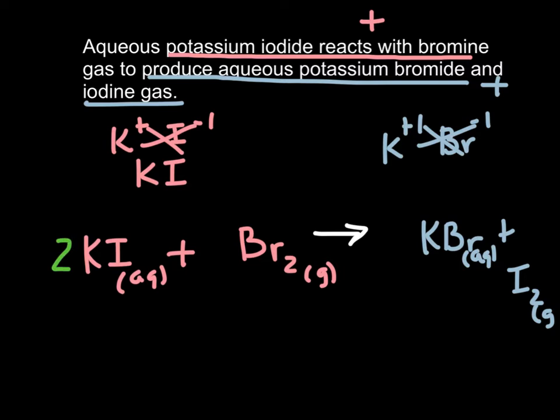That then screws up our potassiums. So now we have to put a 2 coefficient in front of the potassium bromide. That works out just fine for us because we have 2 bromines for our elemental bromine gas on the reactant side, and we are balanced. This is how you write and balance a chemical equation from a word equation.